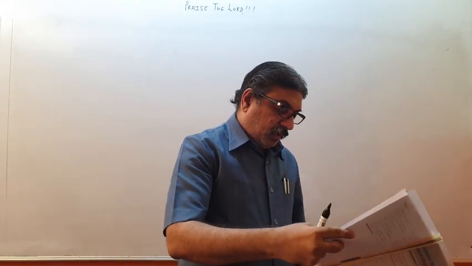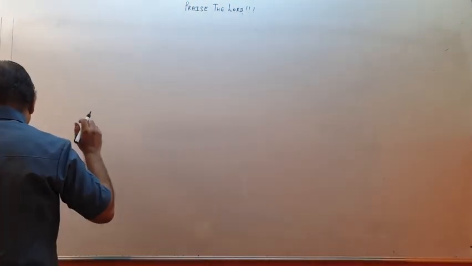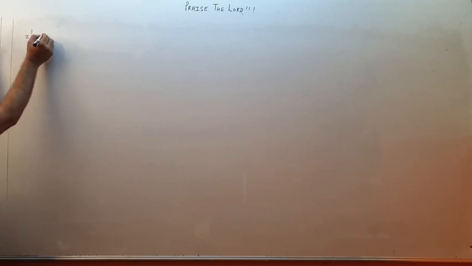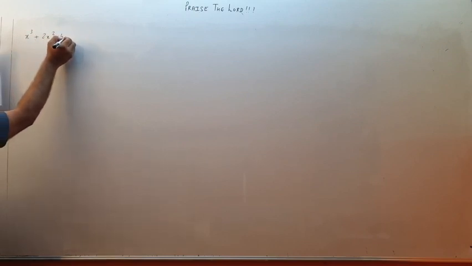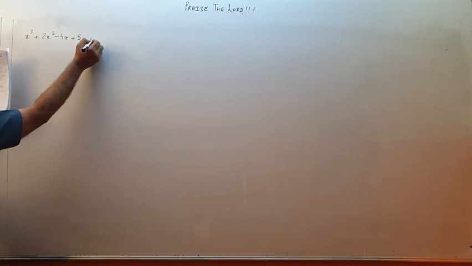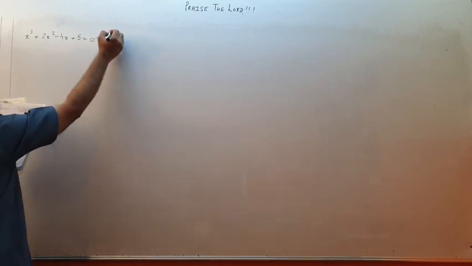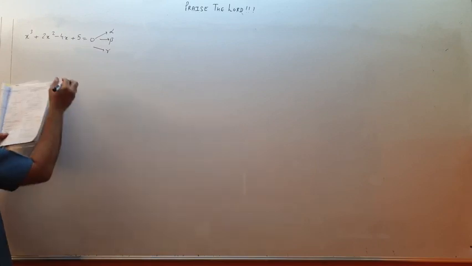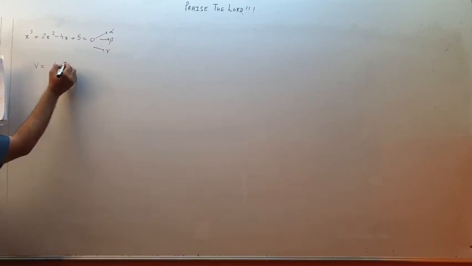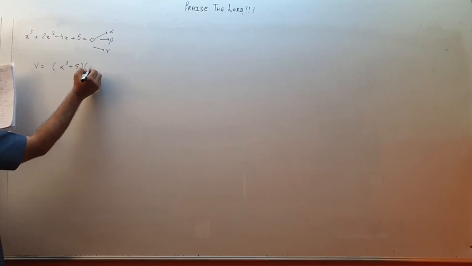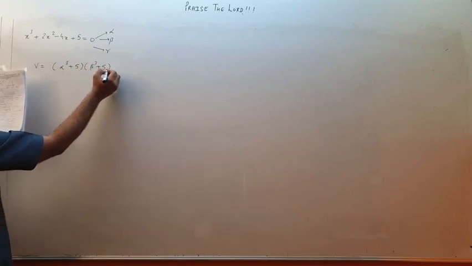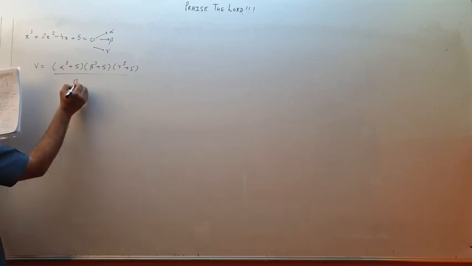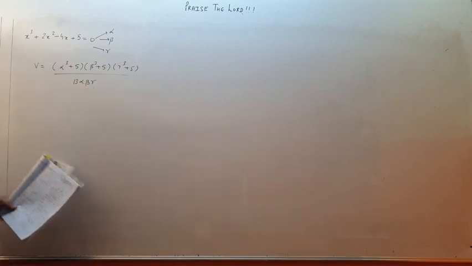देखो children. Yes. We have an equation x cube plus 2x square minus 4x plus 5 equal to 0. Its roots are alpha, beta, gamma. We have to get the value of alpha cube plus 5, beta cube plus 5, gamma cube plus 5 upon 13 alpha beta gamma.